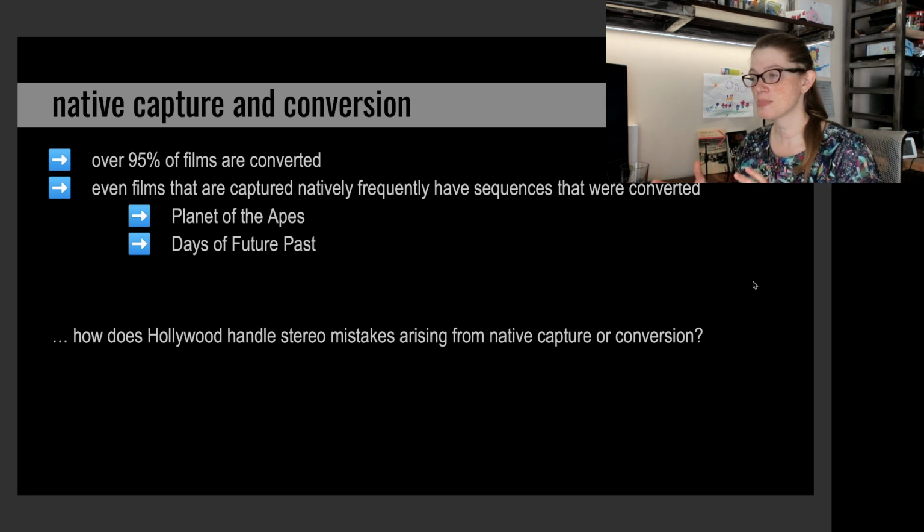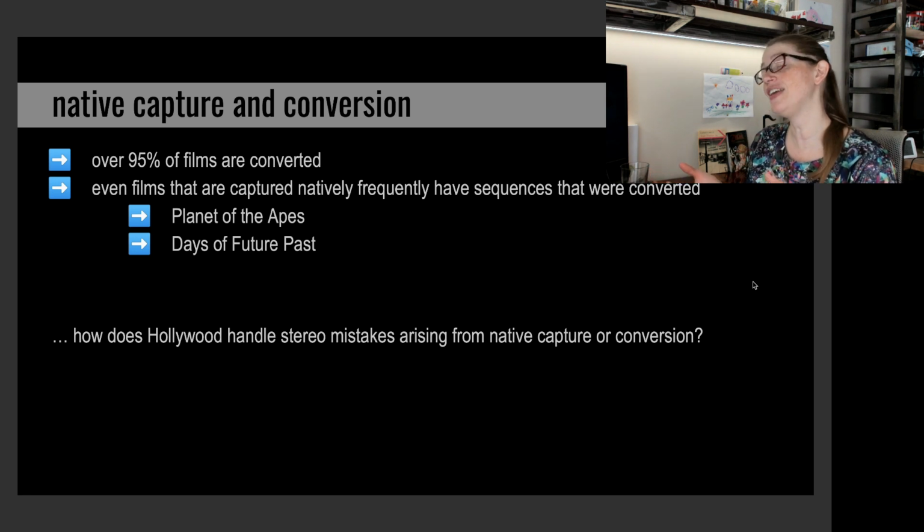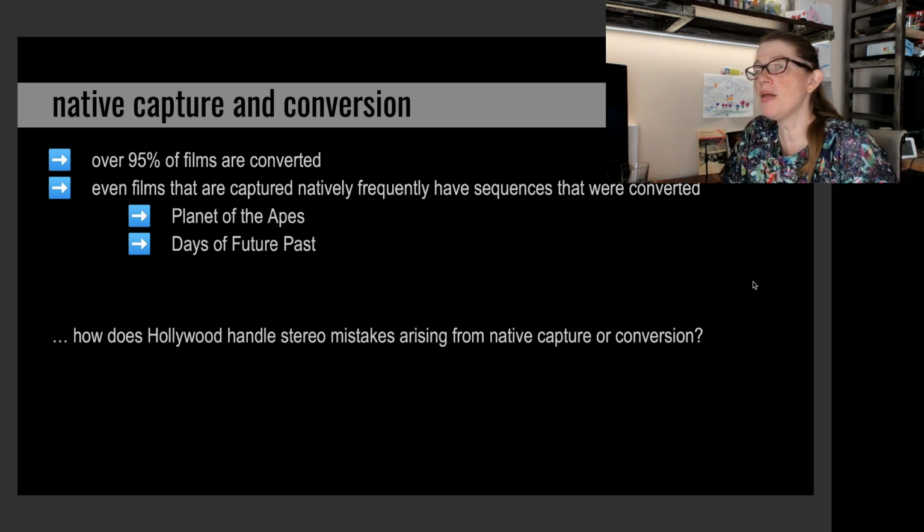So, native capture or conversion. Native capture at this point is probably looking pretty good to you because the problems probably seem a lot simpler and a lot less manual labor. And you're not wrong, but some of those problems are really, really tough and we haven't solved yet.